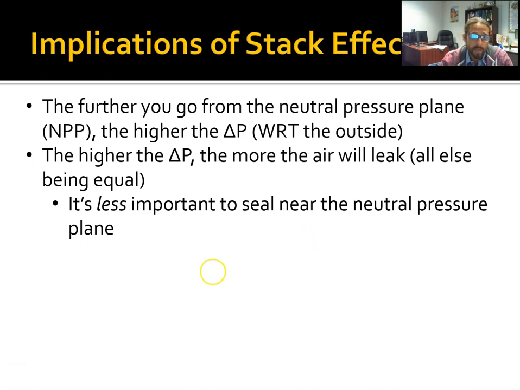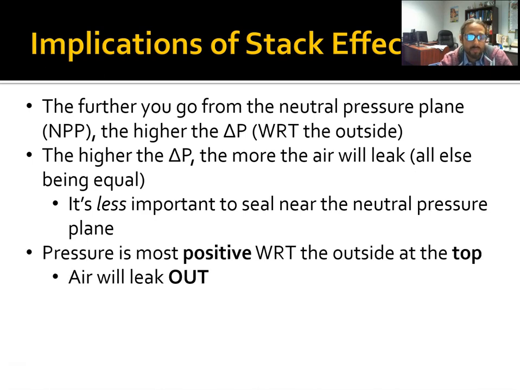And the higher the delta P, the more air will leak, all else being equal, okay? So that means the further you get away from the neutral pressure plane, you're going to get more leakage, right? And then the further you go down away from it, you're going to get more leakage in. So around the neutral pressure plane, air sealing is not quite as important, because there's really just not a big pressure difference there. So you're not going to get much leakage at all, if any.